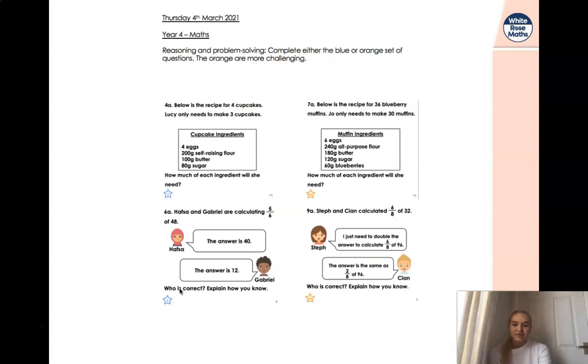Your final task for today then is to have a go at the reasoning and problem solving questions. You either need to choose the blue ones or the orange ones, which are slightly more challenging. Please don't do both. So the first one is all about making a cupcake recipe. She only needs 3 cupcakes, but this is a recipe for 4. So what do you need to do? And then we're looking at who is correct and explain how you know.